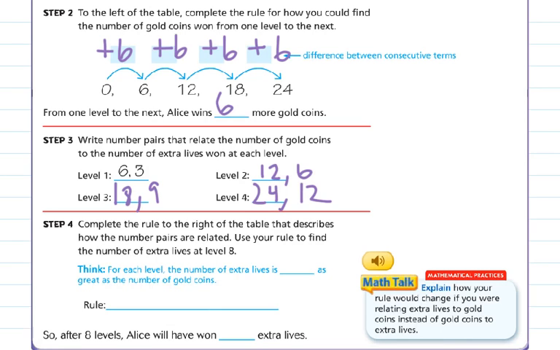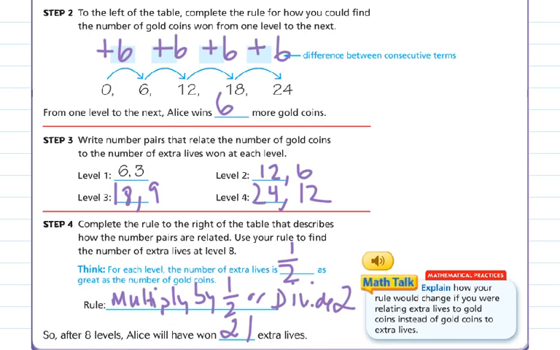So it says think, for each level the number of lives is half as great as the number of golden coins. So what we can say is we can multiply by half or divide by 2. So after 8 levels, Alice will have won 24 extra lives.